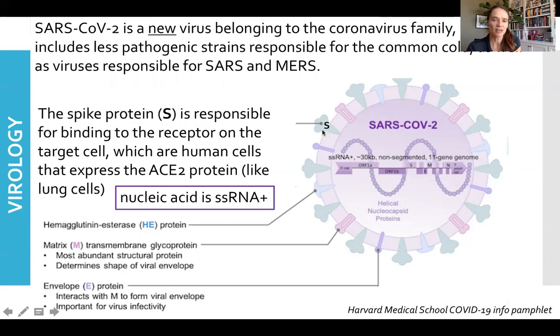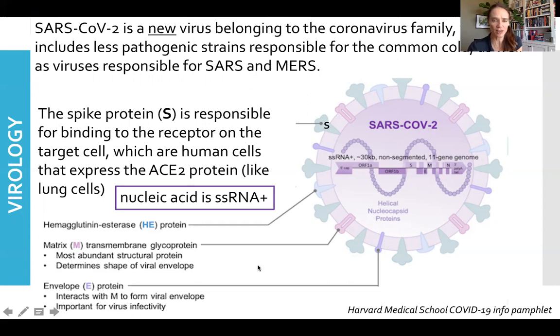And in humans, the target cells are respiratory cells, like lung cells, that have something on their surface called an ACE2 protein. If we also look at this RNA virus schematic, you'll notice that the genome, or the nucleic acid for this virus, is a single-stranded, positive single strand of RNA. So that's the nucleic acid for the virus. You know that our nucleic acid is double-stranded DNA, but viruses can have different types of nucleic acid. So in this case, the virus is a single-stranded positive sense strand of RNA.